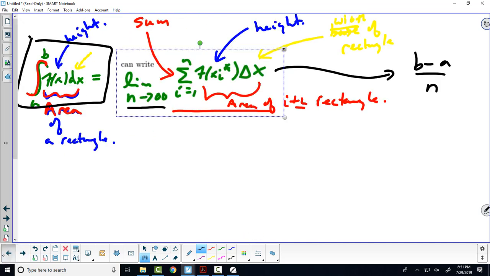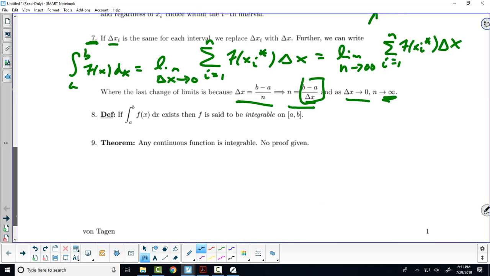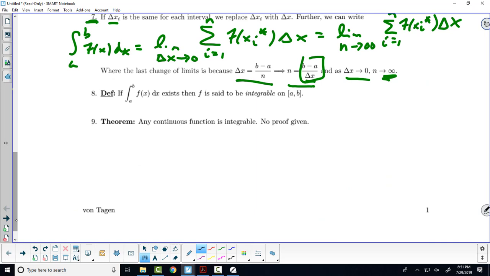All right. Or even if they don't have the same width, but we can write it nicely if they do have the same width. Okay. Some more vocabulary. If you can find the net area underneath the curve, then we're going to say that it's integrable on that region. Integrable just means that that limit exists.